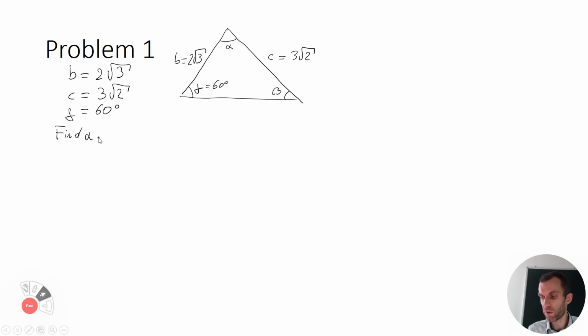So what I'll do is I'll pause for a couple of seconds to give you the chance to pause the video and try this problem. And after you've given it some thought, you can come back to the video and compare your solution with mine.